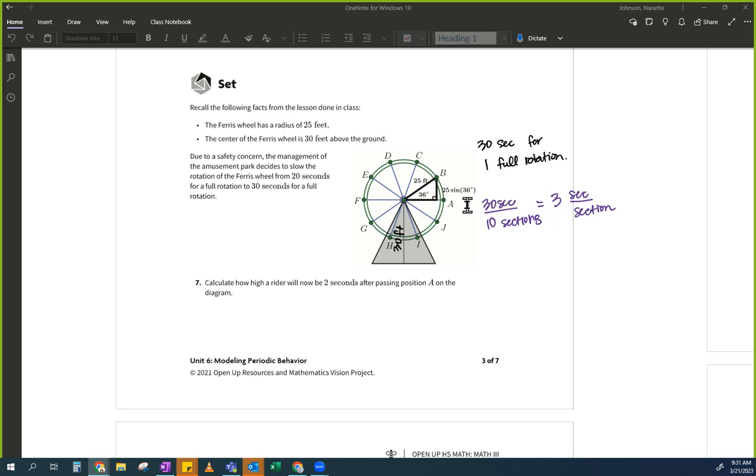Very good. Somewhere between A and B. I'm not exactly sure. And if you had to pick, closer to A or closer to B? Okay, very good. Yeah, he's going to be closer to B because 2 seconds is way closer to 3 seconds than it is to 0 seconds, right?